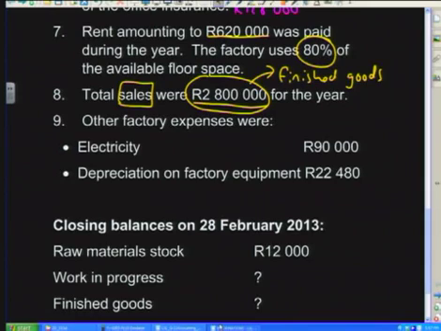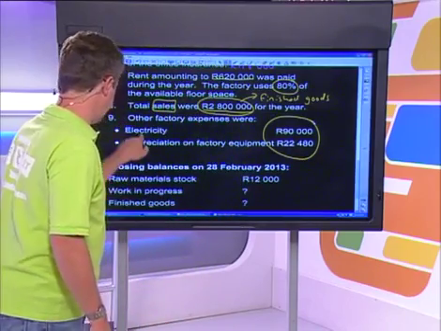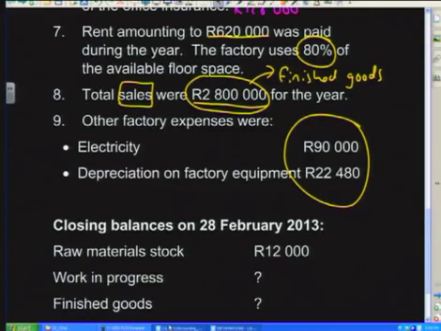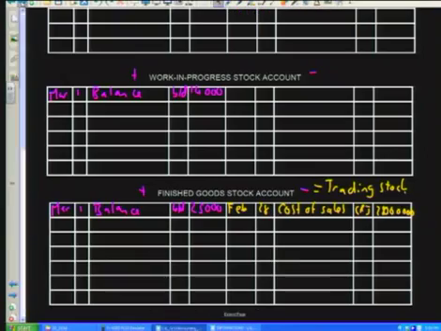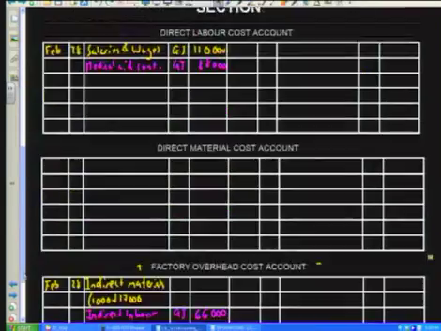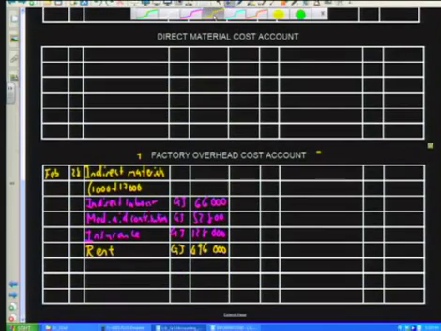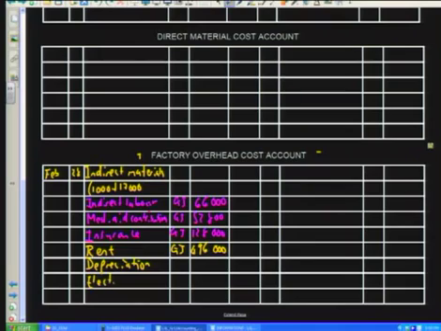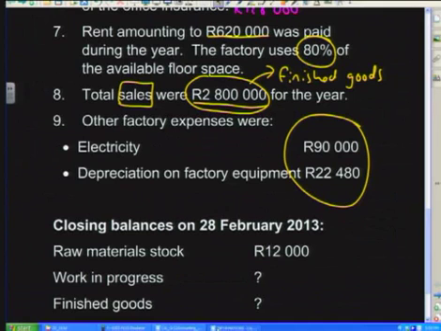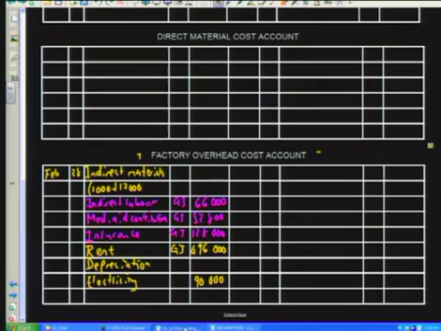It says that there were other factory expenses and there was electricity and depreciation on factory equipment. This is a very easy adjustment because they've just given you these two figures, and what you need to do is realize that those are factory overheads. What we'll do is go to the factory overheads. All you do is go to your page with the factory overheads account, and at the bottom here we're going to include both of those items, depreciation and electricity. There was 90,000 rands worth of electricity, which you should remember from here, and 22,480 for depreciation.